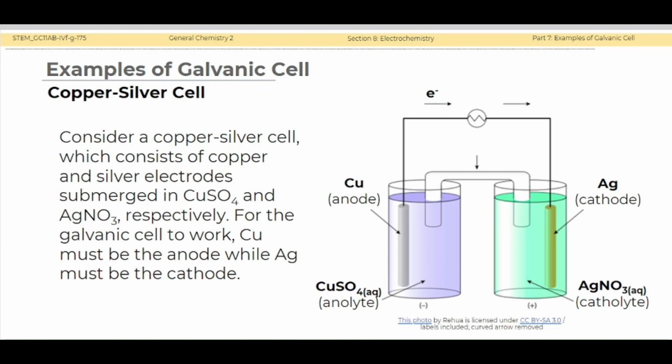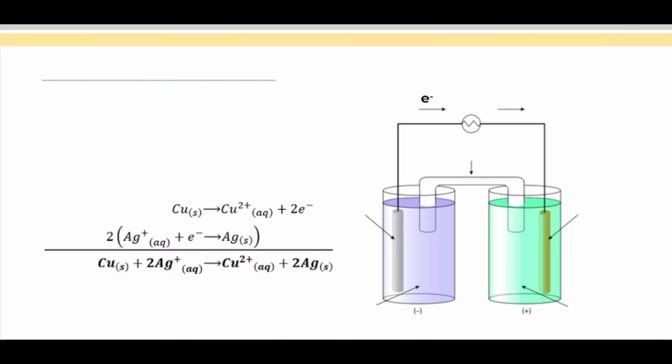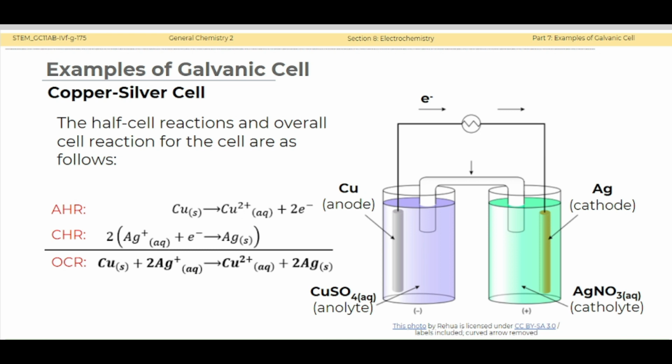Consider a copper-silver cell which consists of copper and silver electrodes submerged in copper sulfate and silver nitrate, respectively. For the galvanic cell to work, copper must be the anode while silver must be the cathode. The half-cell reactions and overall cell reaction for the cell are as follows.